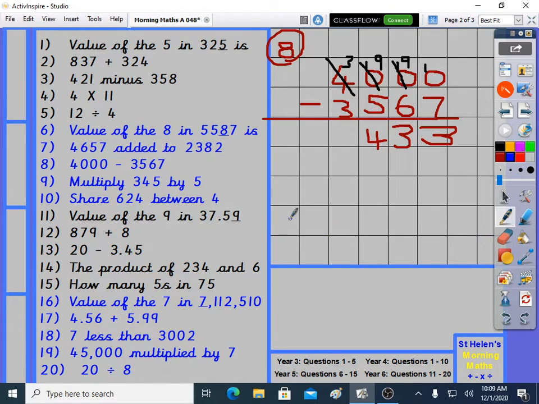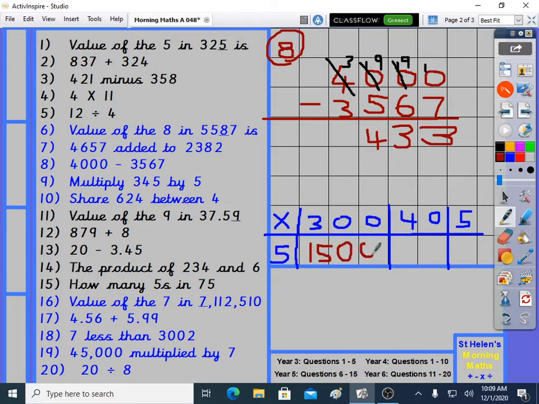Multiply, which of course means times, 345 by 5. When I get to a times question, I always think, can I do times tables in disguise? But not on this one, because I don't know my 345 times table, and I don't know my 5s up to 345. So grid method, 345 times by 5. Okay, now I can do some times tables in disguise. 5 times 3 is 15, 2 zeros to place. 5 times 4 is 20, 1 zero to place. 5 times 5 is 25.